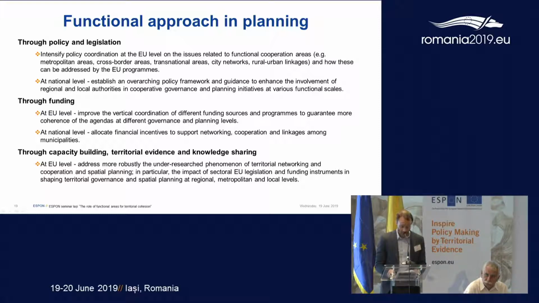Then at the national level, to establish an overarching policy framework and guidance to enhance the involvement of regional and local authorities in cooperative governance and planning initiatives at various functional scales. When it comes to funding at EU level, as already mentioned, there are many instruments which could potentially be applied, and one of them is ITI, Integrated Territorial Investments. So we need to work on new instruments and tools, and perhaps at national level allocate financial incentives to support networking, cooperation, and linkages among municipalities.